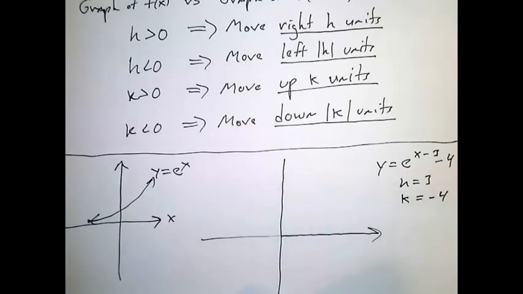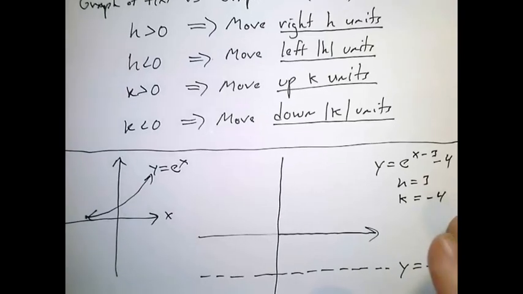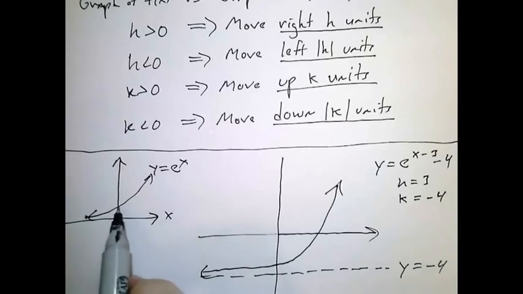This x-axis now is going to become this line. If I move it down 4, y equals negative 4. That's going to be our horizontal asymptote. So my graph is going to look something like this for my new graph. So I'm thinking about moving this over to the right and down 4. And so I have this y equals negative 4 as my horizontal asymptote.